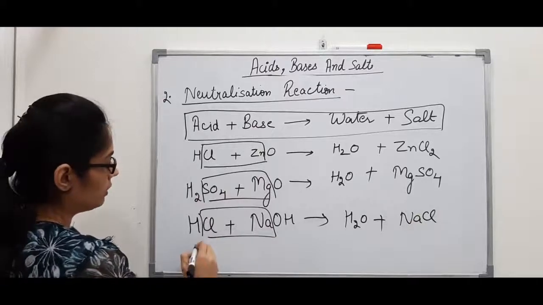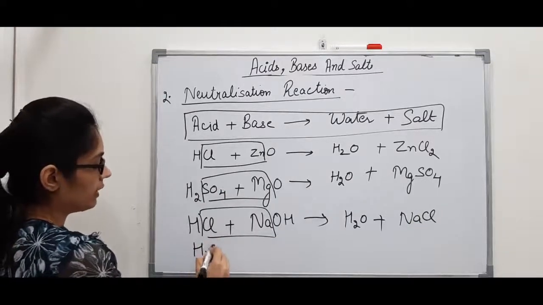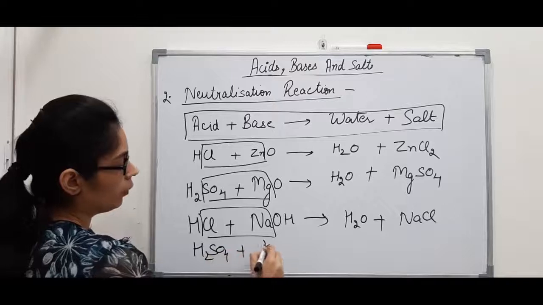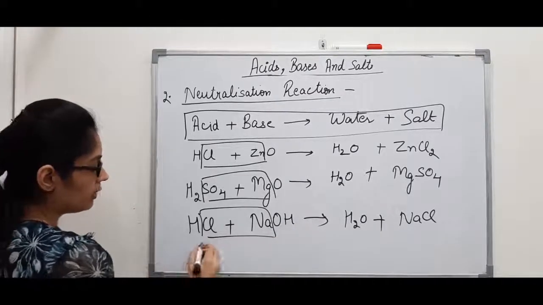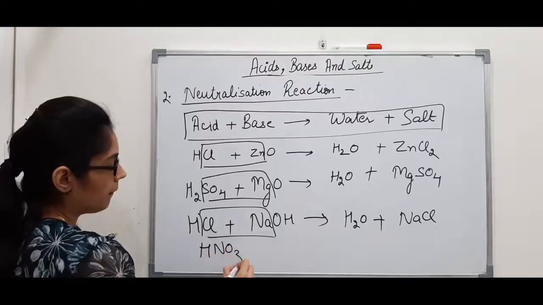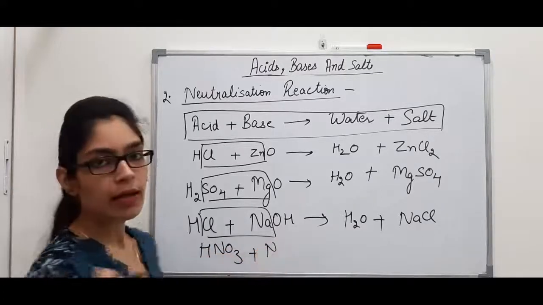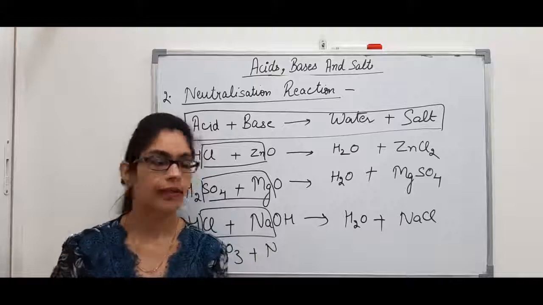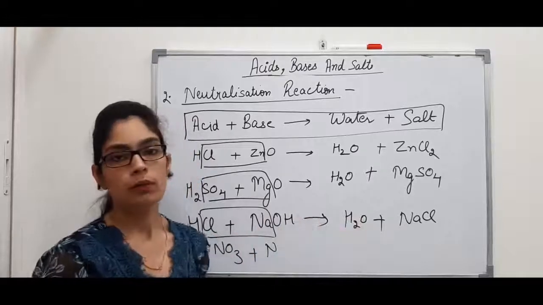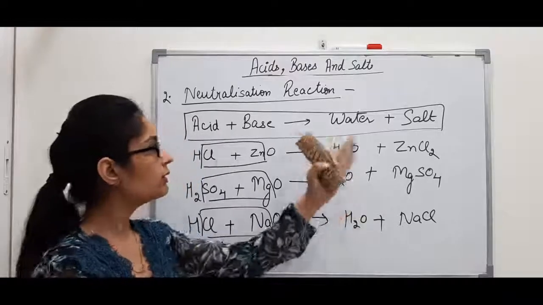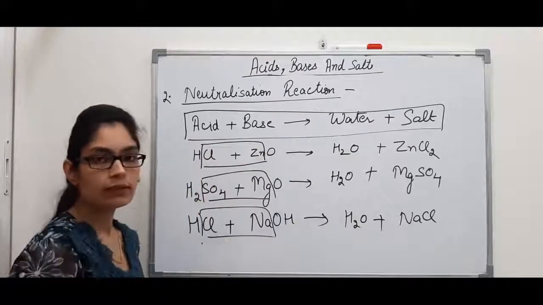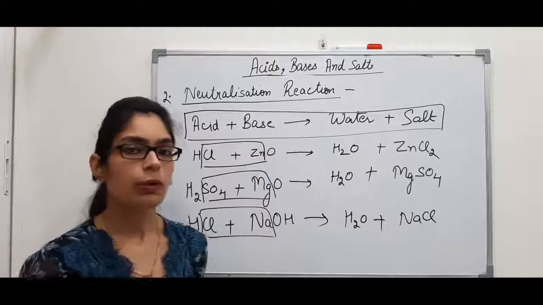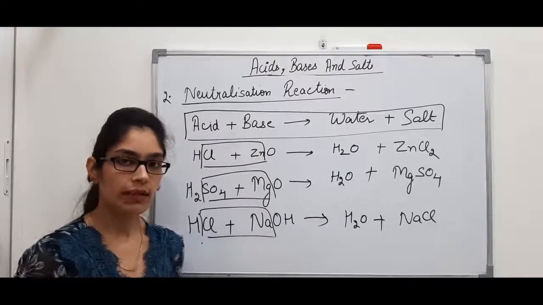If you want, you can try this reaction with sulfuric acid plus KOH, or if you want, you can try with nitric acid plus sodium hydroxide, or any acid, any base you can take and try to do a chemical reaction. So products will be the same. So this is a neutralization reaction. So we need to understand one thing. What is the actual meaning of neutralization reaction?